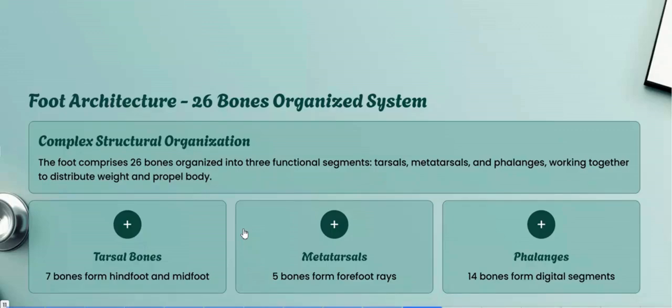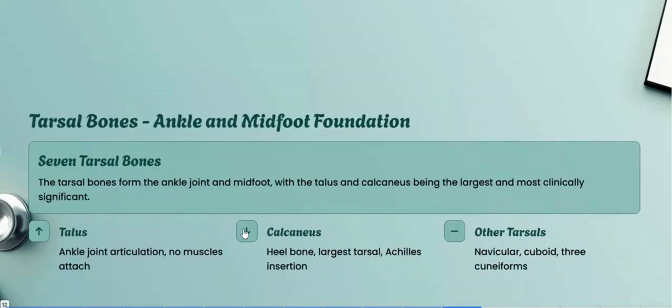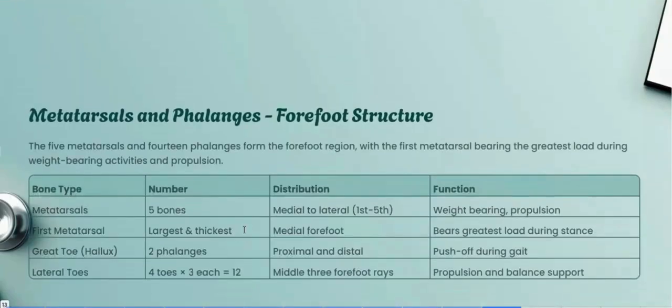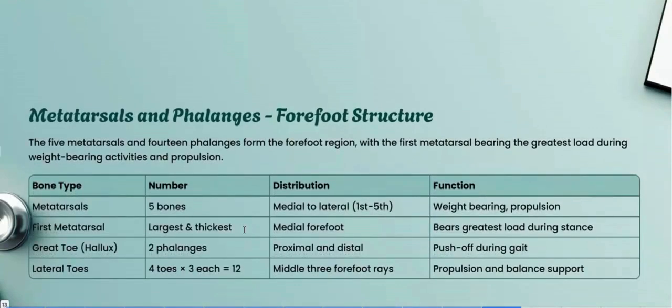Foot bones. Now let's discuss the bones of the foot. Total equals 26 bones. Tarsals, 7: Talus, Calcaneus, Navicular, Cuboid, 3 Cuneiforms. Metatarsals, 5, numbered I to V. Phalanges, 14: great toe has 2, others have 3 each. Functions: support body weight, maintain arches, help in walking. Important: Calcaneus equals largest tarsal bone, heel.